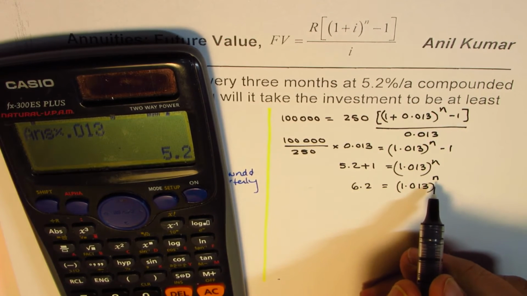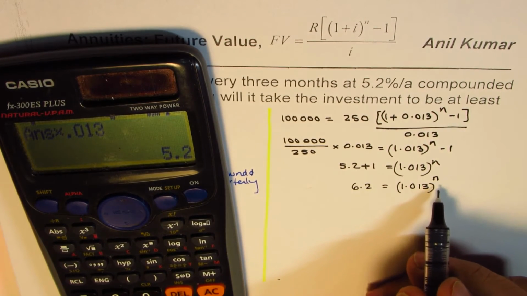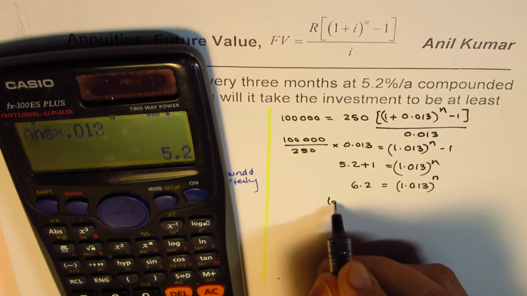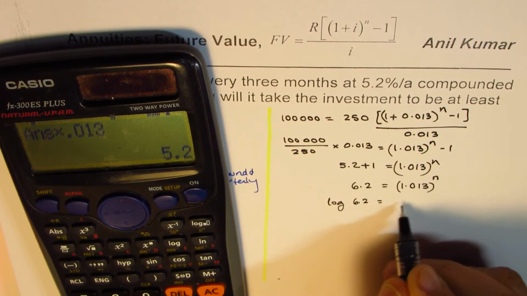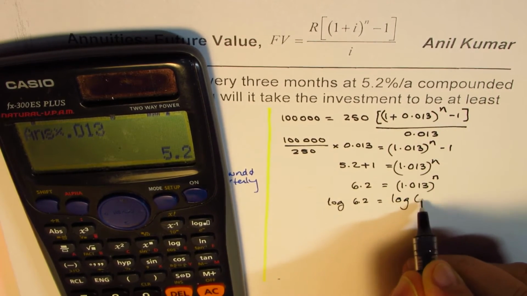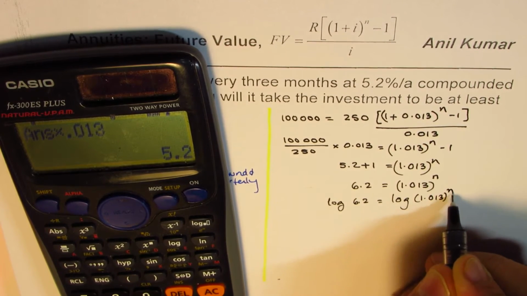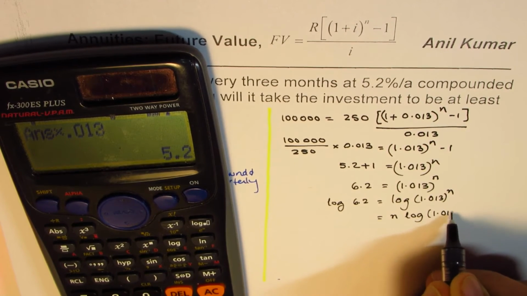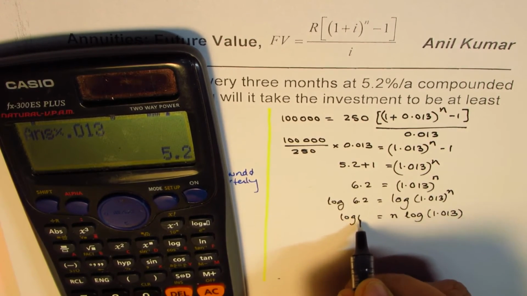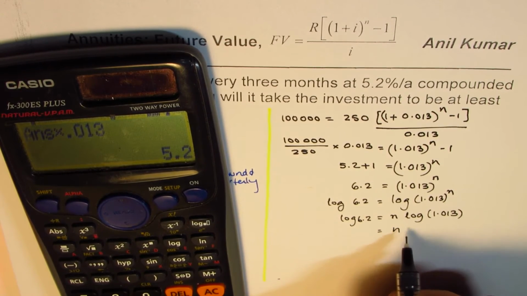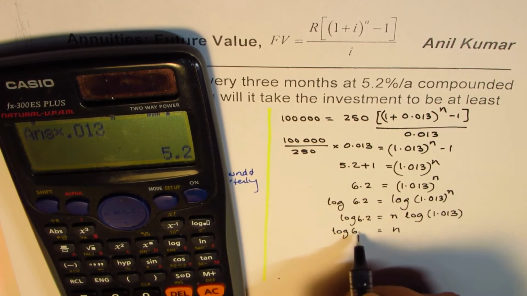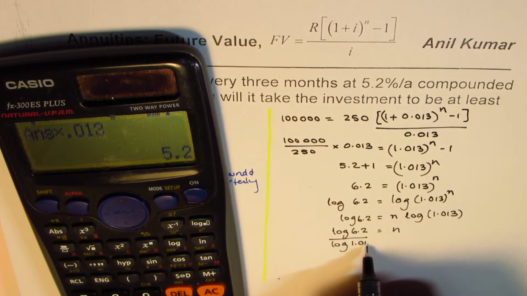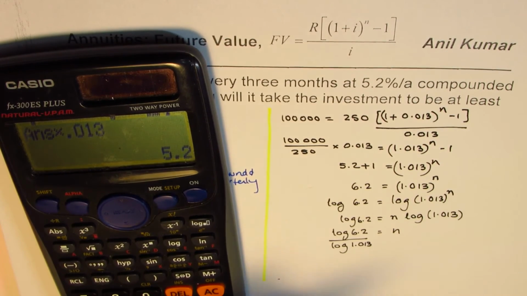Now how do we find n? So one is systematic trial and error. The other one is take log both sides. So we'll do it with the method of logarithms. We say log of 6.2 equals log of 1.013 to the power of n, which could be written as n times log of 1.013. So from here we can find n as the ratio of log of 6.2 divided by log of 1.013, right?